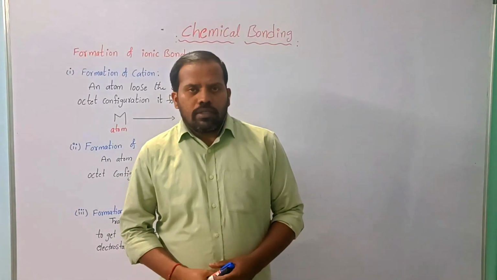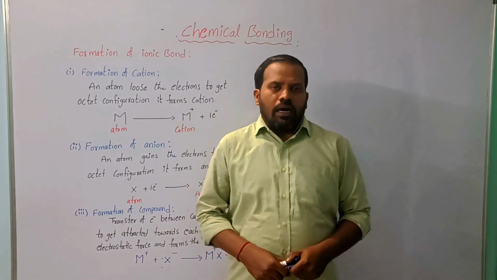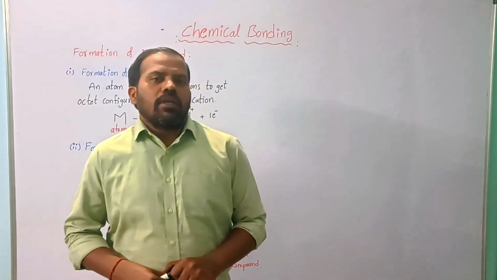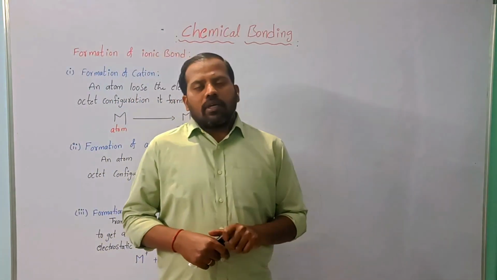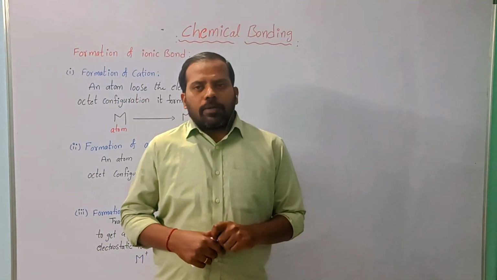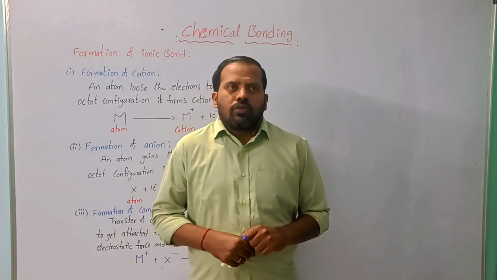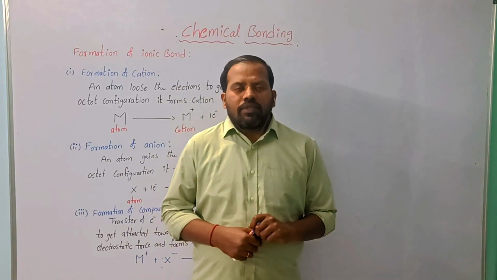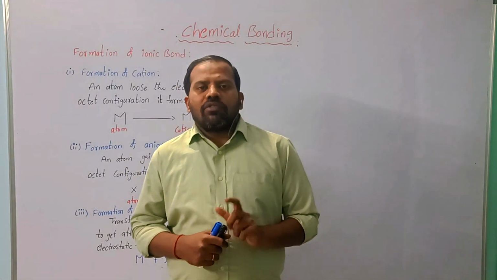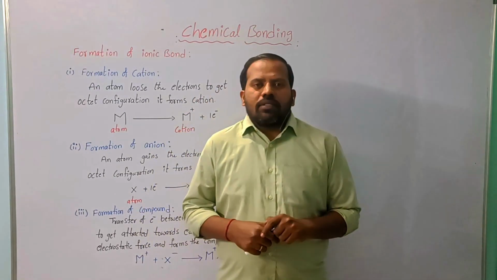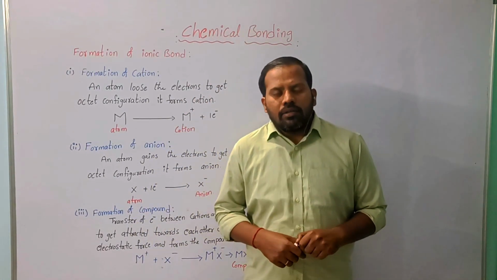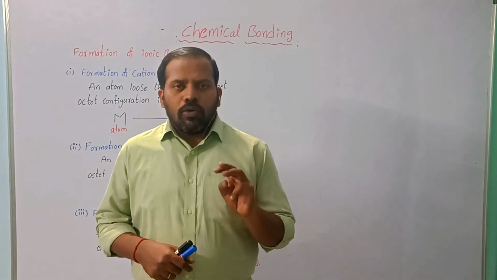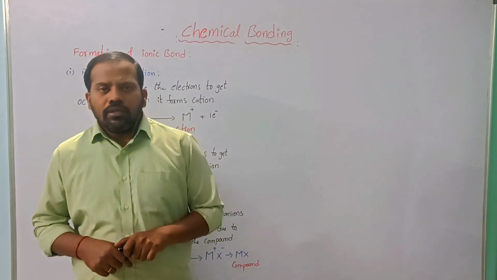So now we have to discuss the formation of an ionic bond. So let us see how the ionic bond is formed. In this there are mainly three points. So three stages, three types we have to write here. So the first step is formation of cation. Second step is formation of anion. Third step is formation of the compound. These three we have to write, then only they will allot the marks.